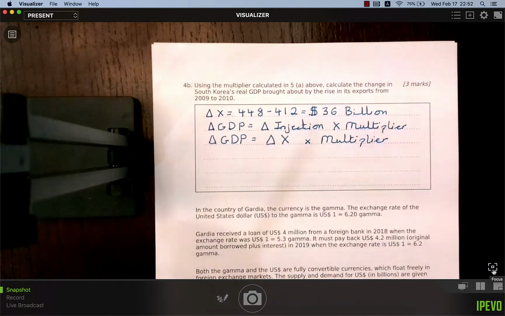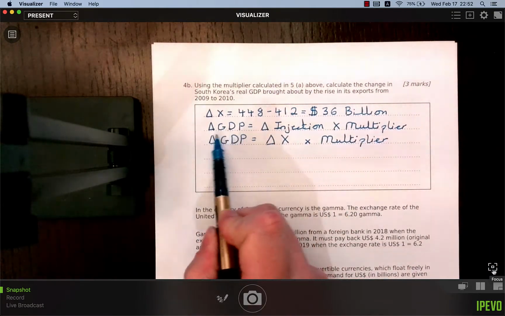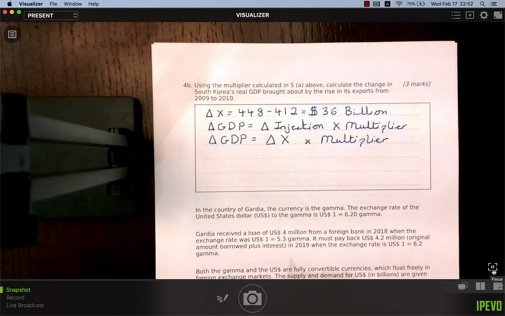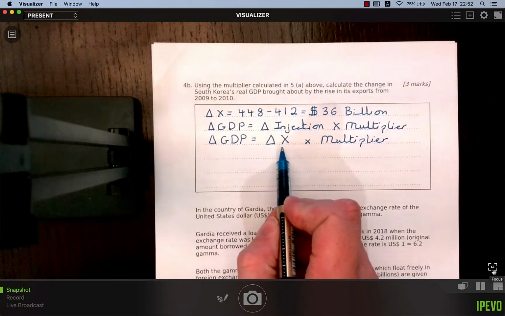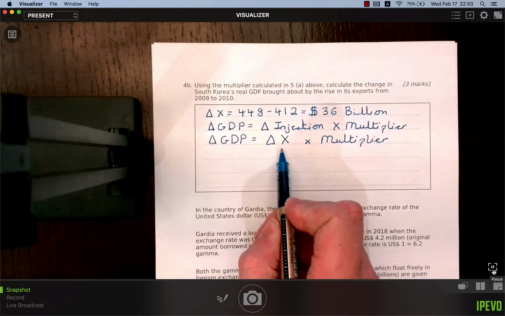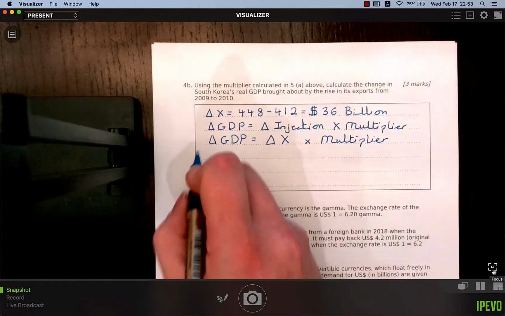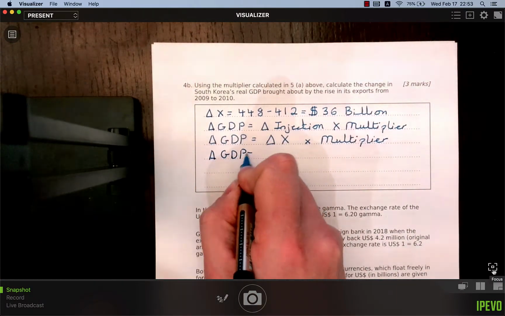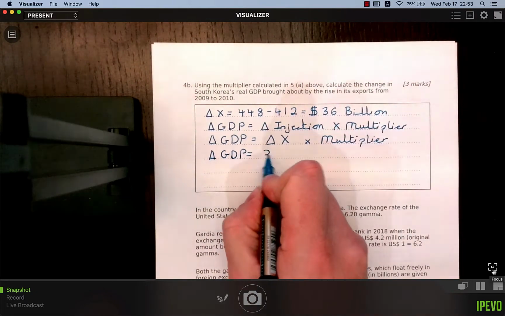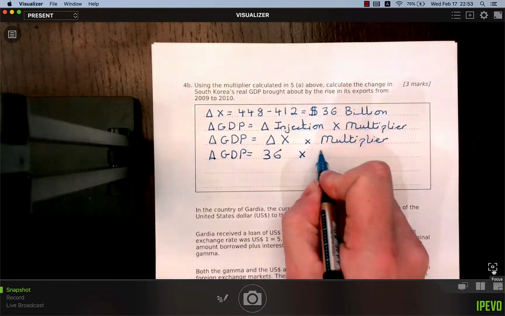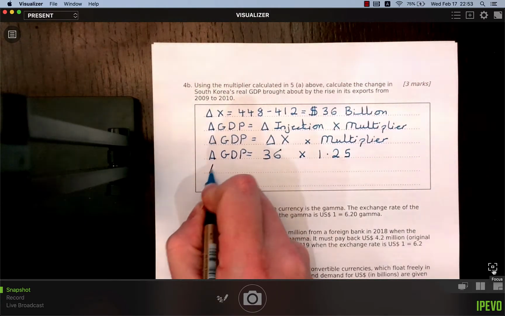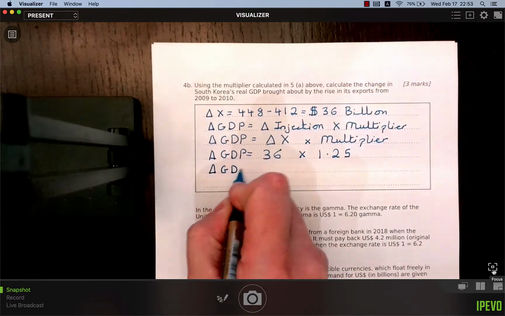So we know that the change in national income equals the change in the injection times the multiplier. What we're saying here is, what's the injection? Well, it's the change in exports times the multiplier. Okay, let's work this out then. The change in GDP equals 36 billion multiplied by 1.25, which is what we worked the multiplier out to be in the previous question. Therefore, the change in GDP equals simply 45.